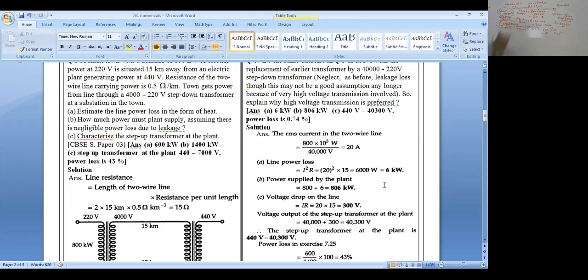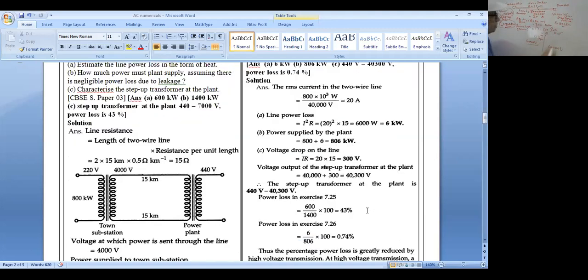If you compare both the numericals, in the previous question the line loss is 43% when we are using 4000 volt transmission voltage. But if we increase to 40,000 volts, you reduce the power loss to a very low level, because only 6 kilowatt, percentage wise you can say only 0.74.